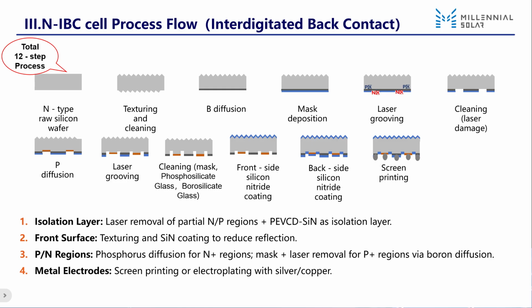Then, laser grooving is used to create a gap region for isolation to prevent short-circuiting. Finally, another cleaning is done to remove unwanted substances such as excess masks, phosphosilicate glass, and borosilicate glass, forming a pattern structure. Finally, silicon nitride is deposited on the front and back sides, and then screen printing is carried out. This is the IBC process route.